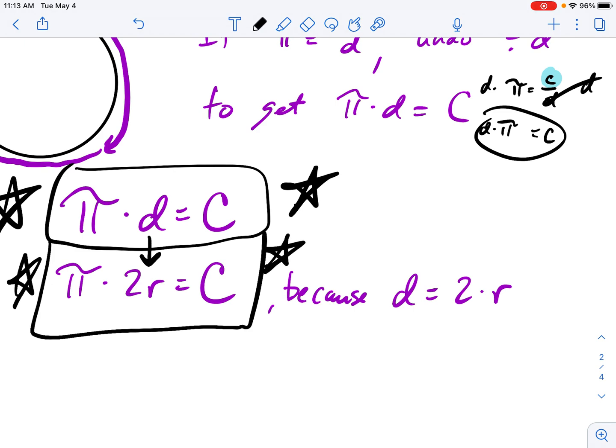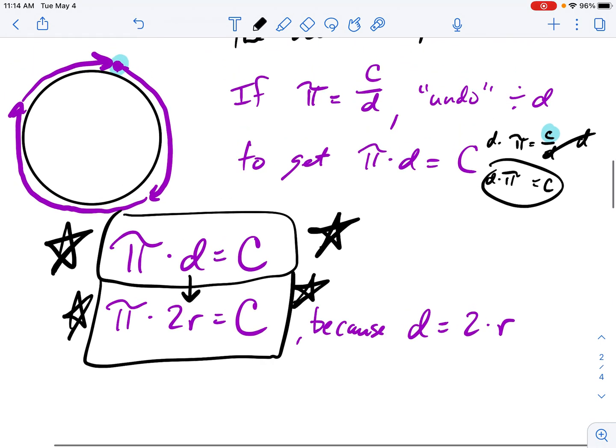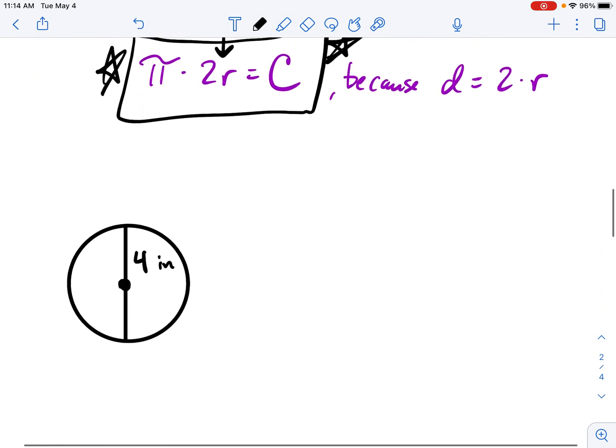Sometimes a problem will give you the radius, sometimes it'll give you the diameter, and you need to be able to adapt to whichever one they're telling you, okay? So let's try some problems now, all right?